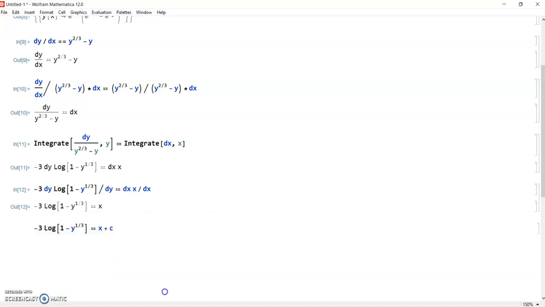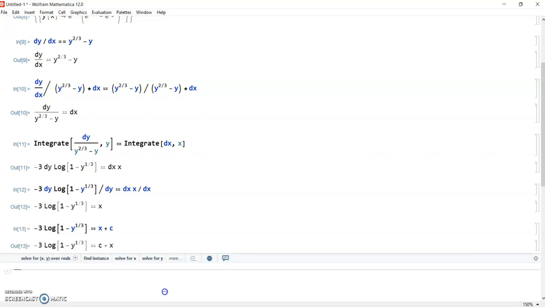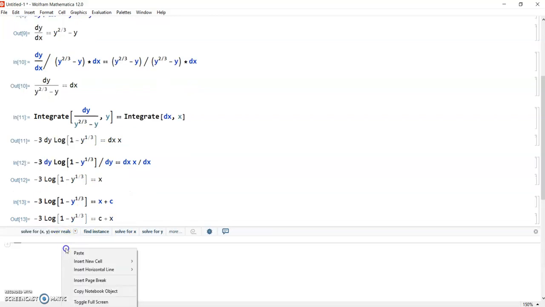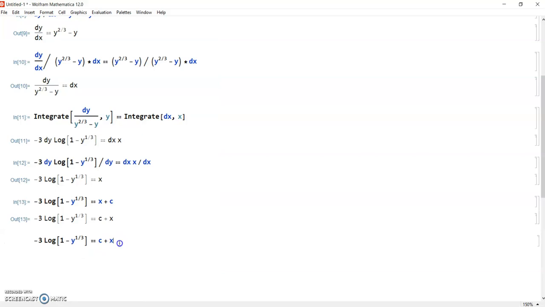Okay, that's much easier. So in the next step, I have entered the constant of integration on the right hand side. I will execute that command. Now I have to simplify this equation. What I can do is divide both sides of this equation by -3, so it will be divided by -3 and also divided by -3, and now execute it.